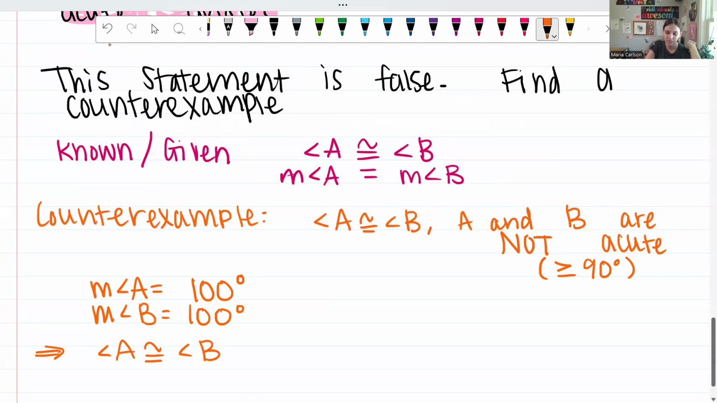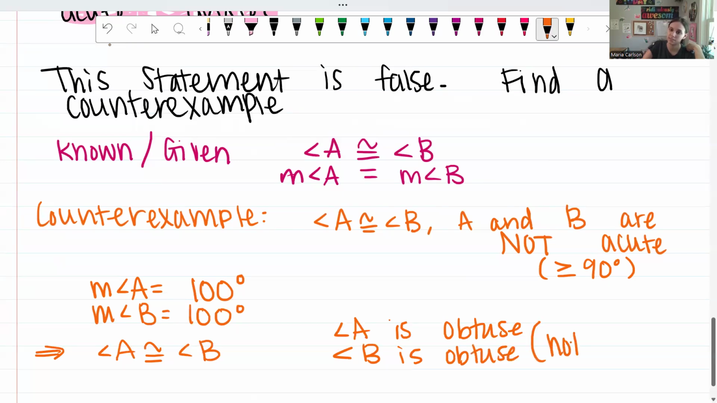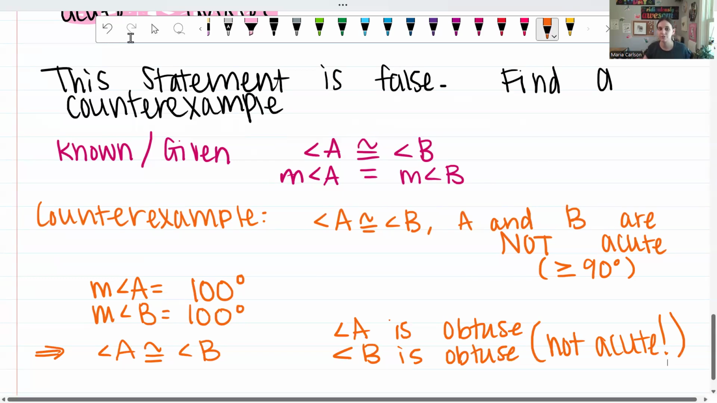But angle A and angle B are both obtuse angles. Angle A is obtuse, and angle B is obtuse, which really means they are not acute angles. So this is a counterexample: the measure of angle A is 100 degrees and the measure of angle B is 100 degrees.